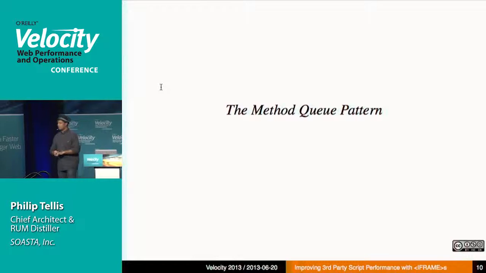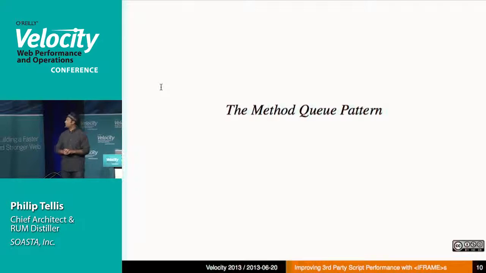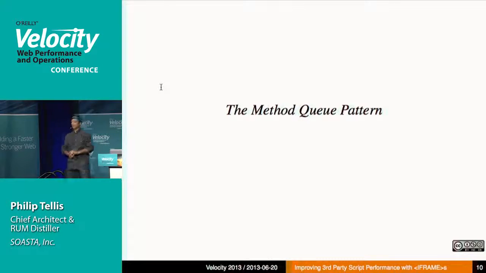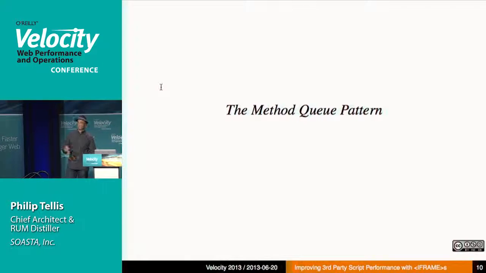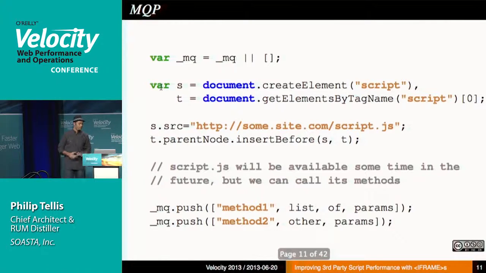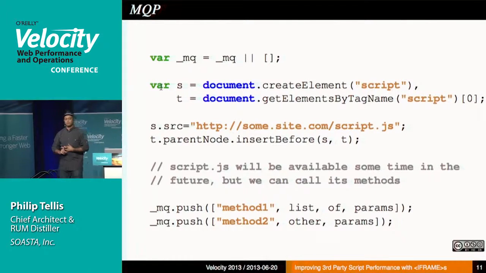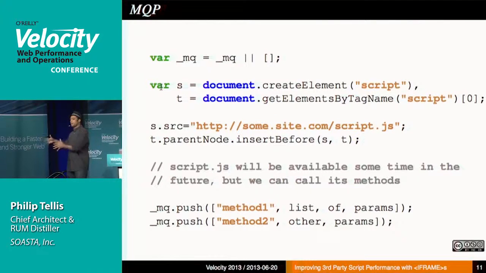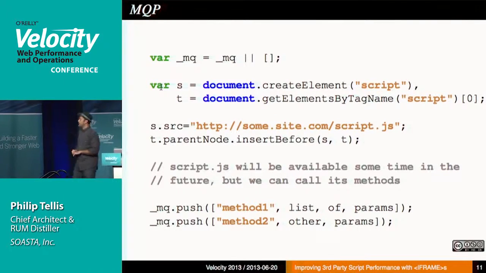So we came up with something called a method queue pattern. Who here uses Google Analytics? Great. Do you define that array called _gaq at the start? Right? That's basically the method queue pattern. It's an array or a queue that you push methods onto, and whenever the script is ready, it'll start processing them. So I'm first going to talk about the method queue pattern because that's important to actually having asynchronous and non-blocking scripts.